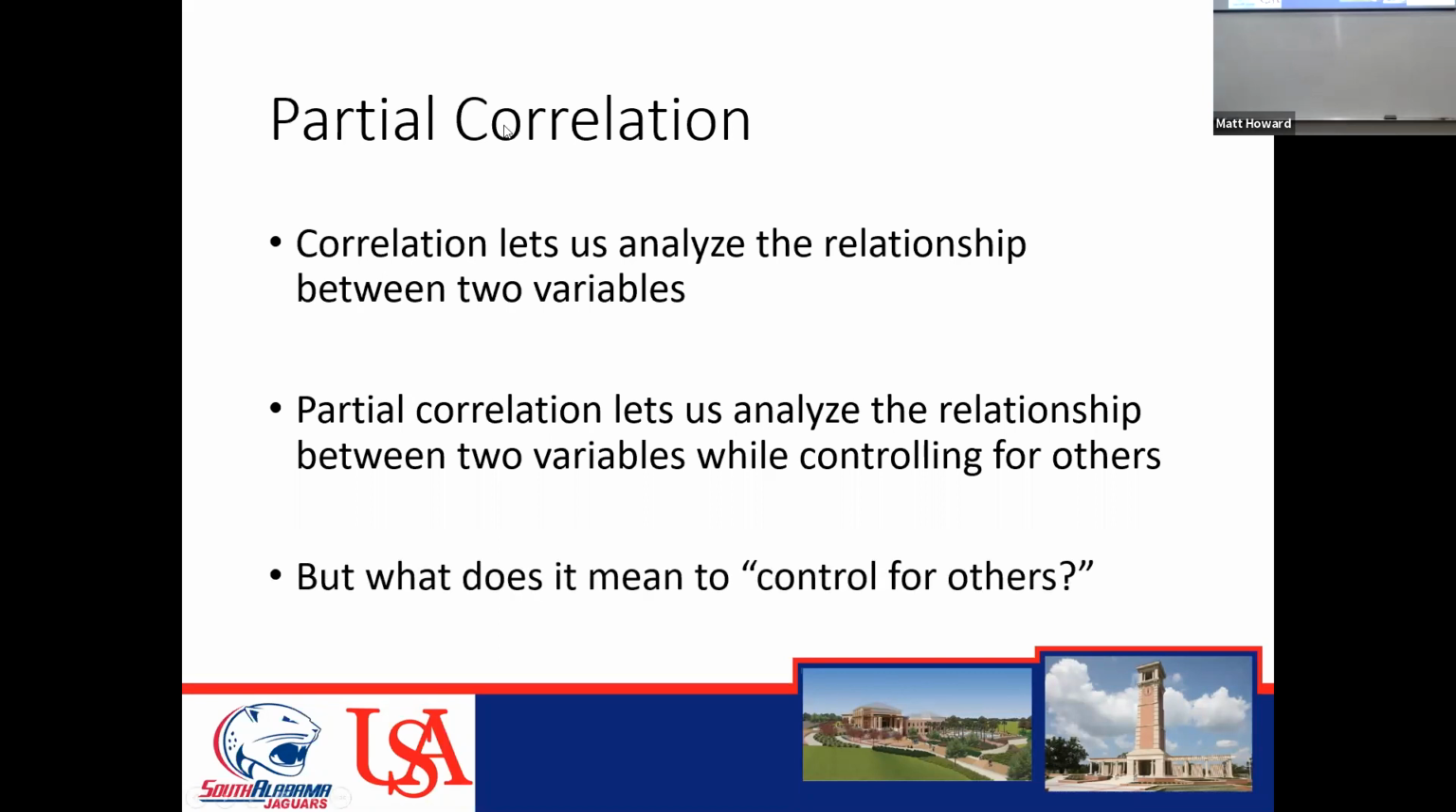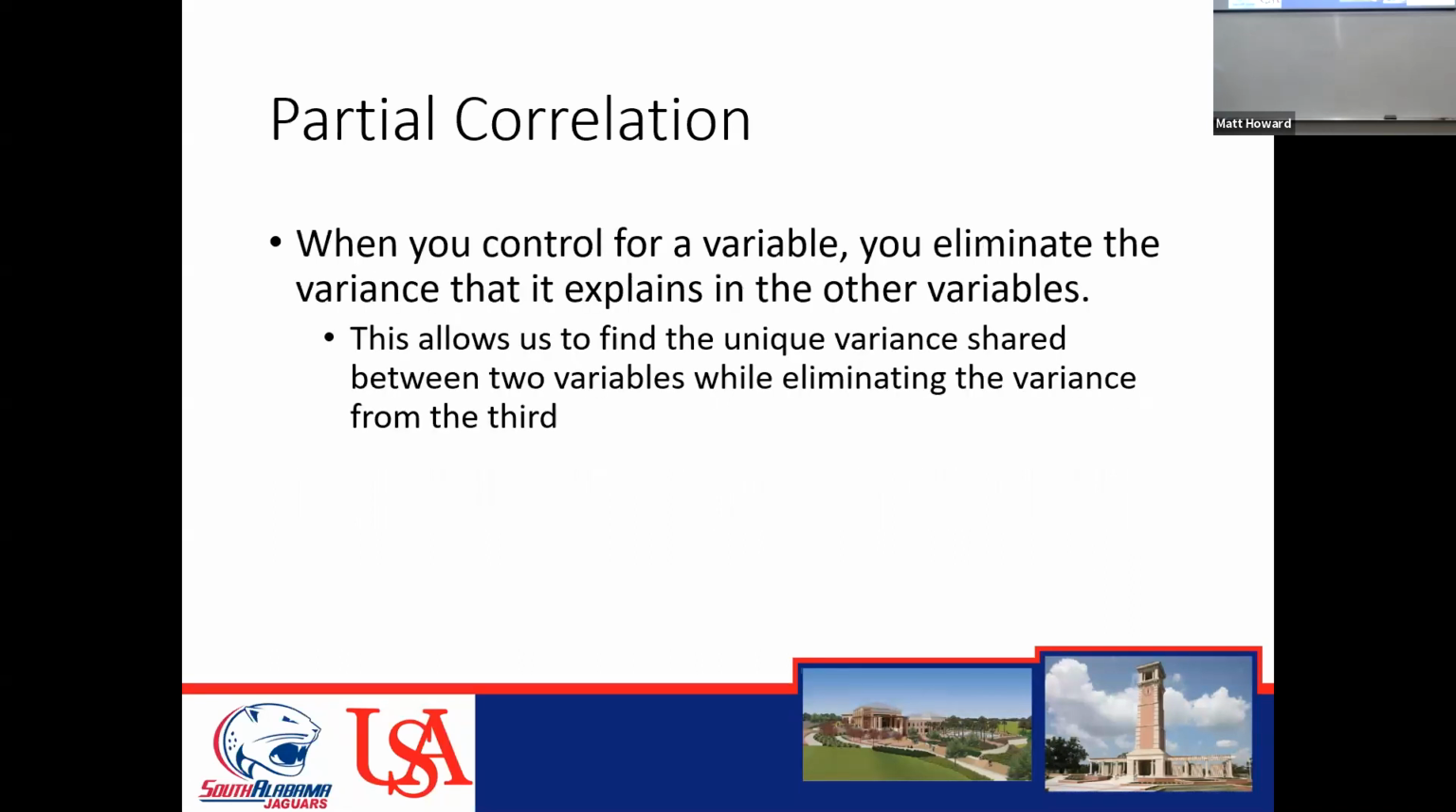So what does it mean to control for others? I've already said that word 10, maybe 20 times. When you control for a variable, you eliminate the variance it explains in the other variables. By doing so, this allows us to find the unique variance shared between those two variables while eliminating, and we're keeping it simple at this point, the variance explained by the third.